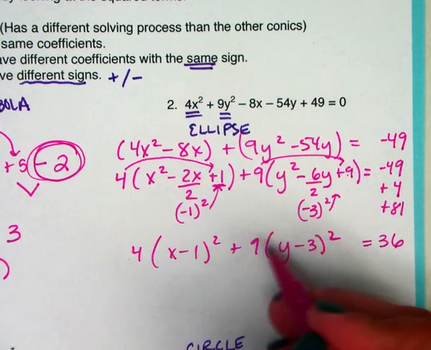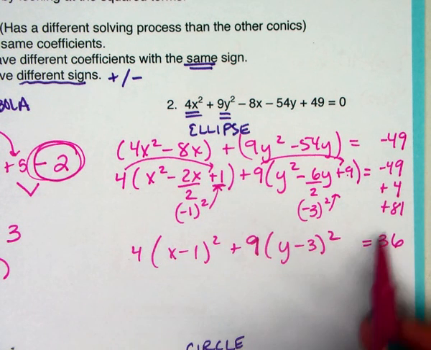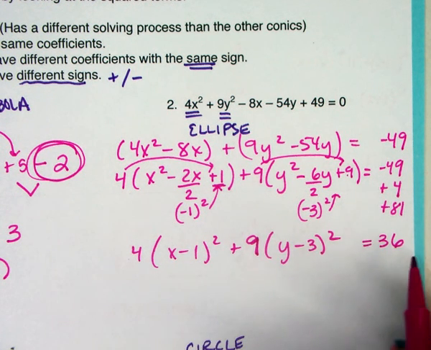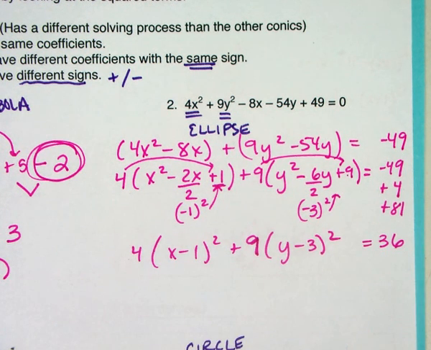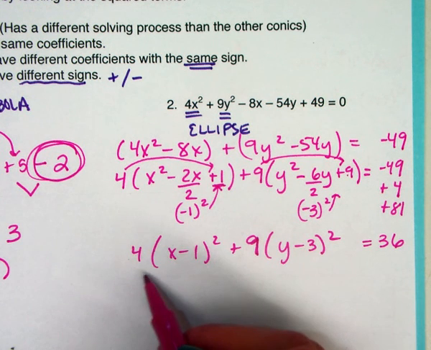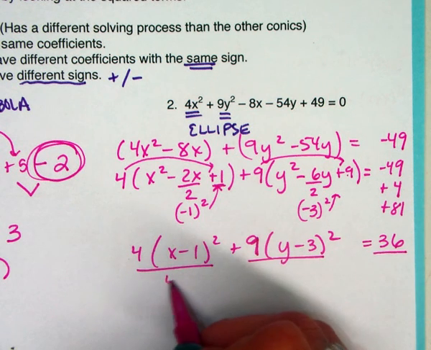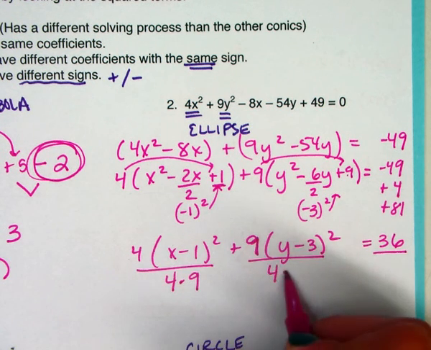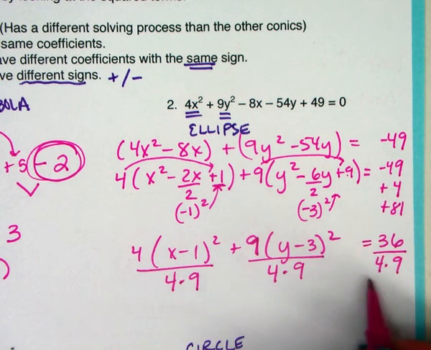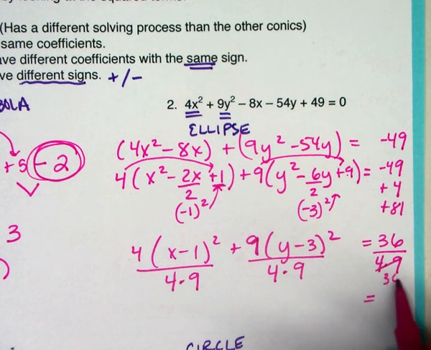Okay, because now, I remember for ellipses, it has to equal 1 on the right. Agreed? So I'm going to do a little trick that I like to do for ellipses and hyperbolas. It usually works, not always, but it usually works. Instead of dividing by 36, what if I wrote it like this? 4 times 9, 4 times 9, 4 times 9. Now we know 4 times 9 is 36. So I have 36 divided by 36, and I get a 1.